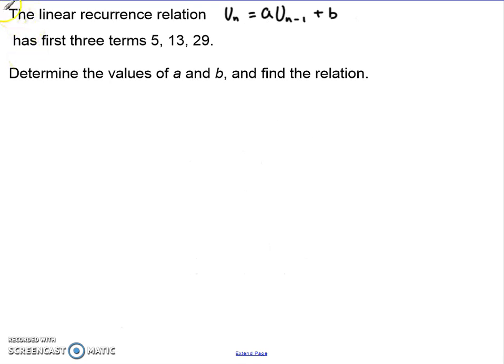So the first one, linear recurrence relation, is there. There's three terms, determine a and b. Well, the first thing we need to do is realise that if they're the first three terms, that means u1 is equal to 5, u2 is equal to 13, and u3 is equal to 29. Now, we have to set up relationships showing how these three terms are calculated using each other, and that then lets us have a pair of simultaneous equations we can solve.